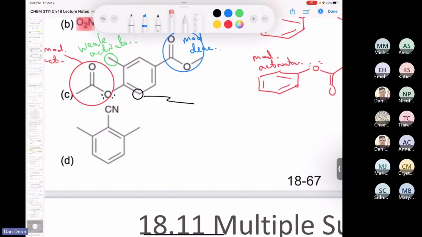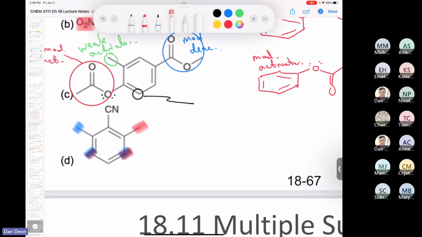We've got the methyl groups. Those are going to direct to the ortho positions and the para position, which would be up here, but the para position, oops, sorry, my mistake. Okay, let's do the first one. The first one is going to direct to the ortho and para positions. The second one is going to direct to the ortho and para positions, but you can see that this position is blocked, so we'll leave that here.